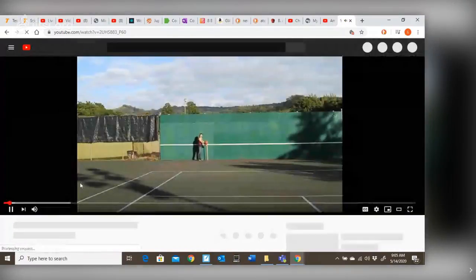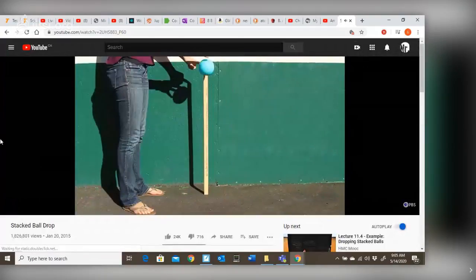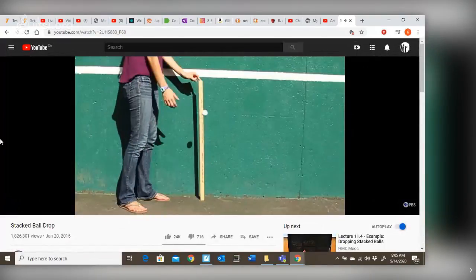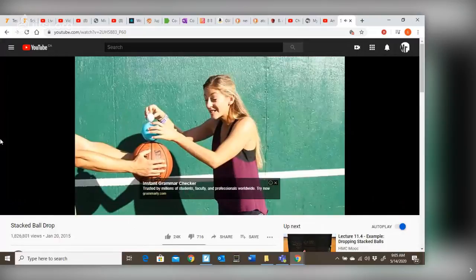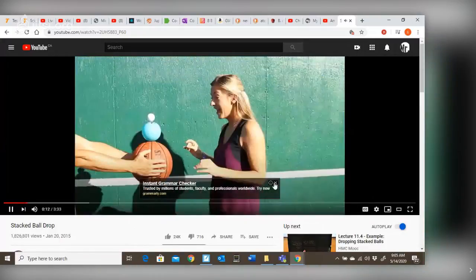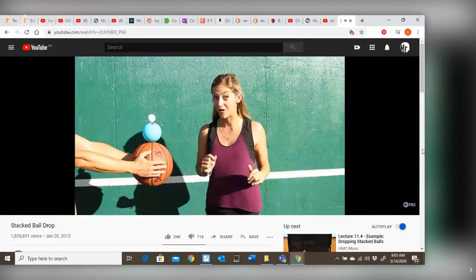Check out how high these different balls bounce. The basketball, the super bouncy ball, and the golf ball. Now I'm going to try the golf ball on top of the bouncy ball on top of the basketball. And then I'm going to explain how it's related to a supernova.